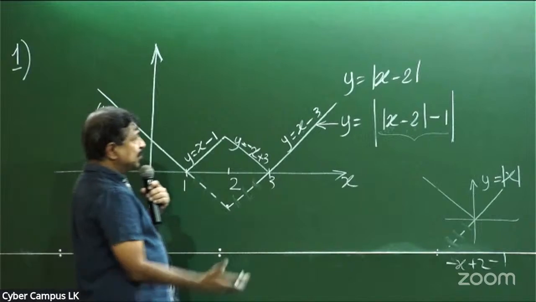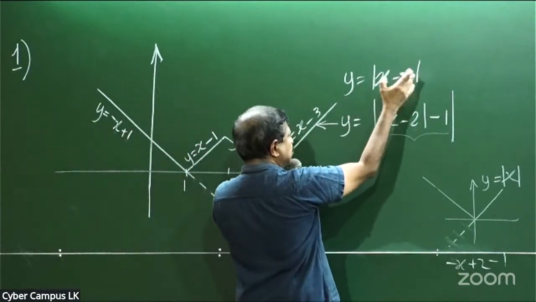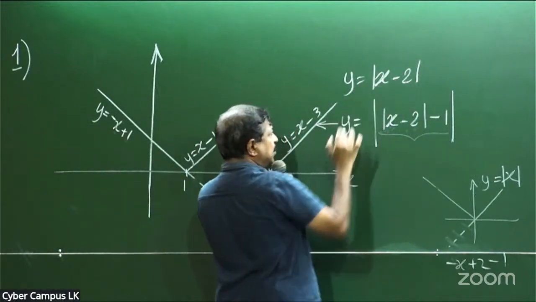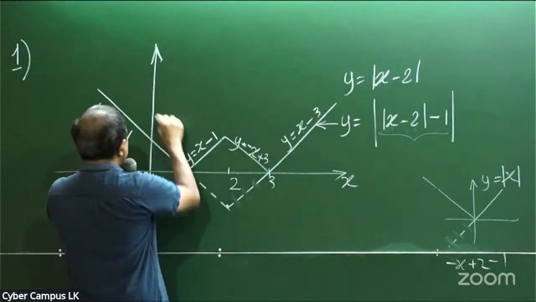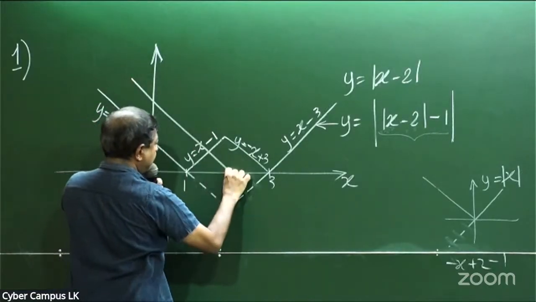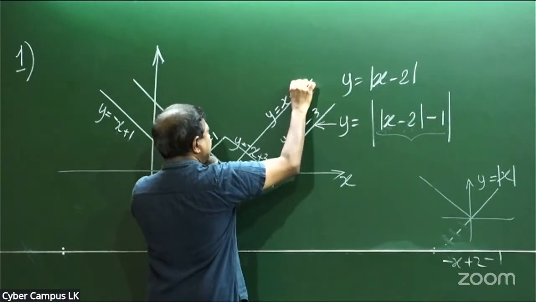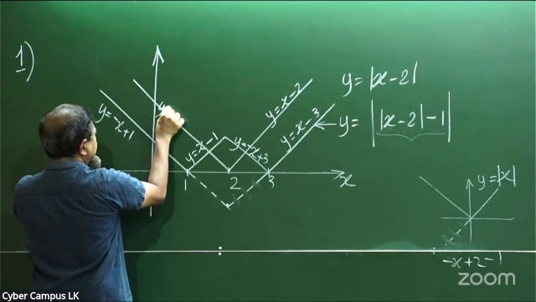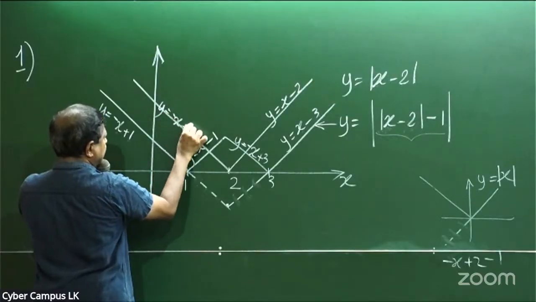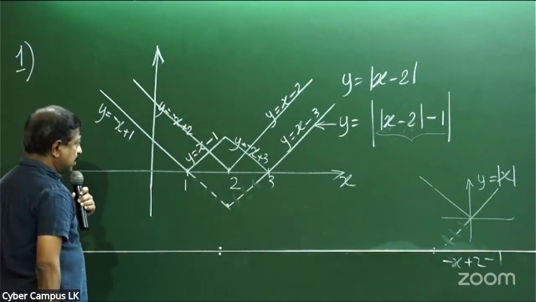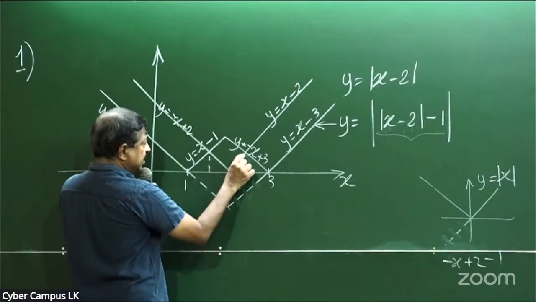Now this is a piece of cake. It is just the modulus of x minus 2. So it is 0 when x is 2, and it's a v. This side it is x minus 2. Here it is minus x plus 2. This is a first paper problem. I mean, this problem appears in the first paper.